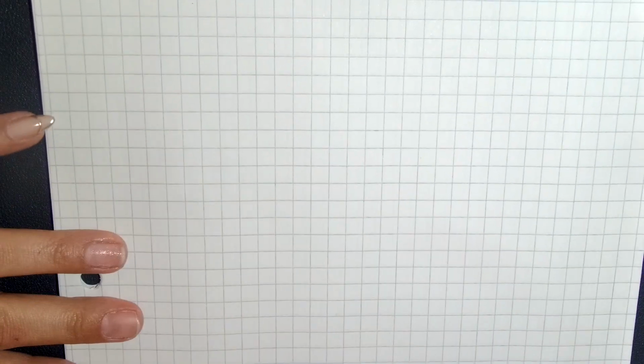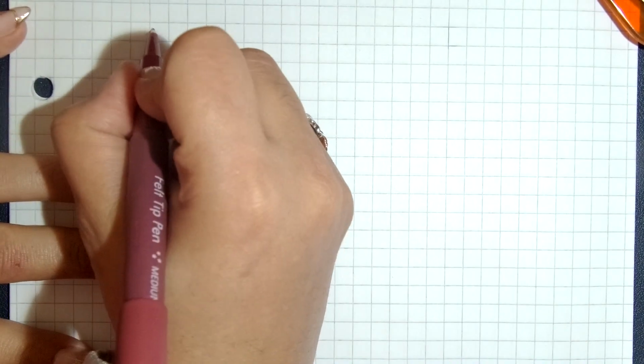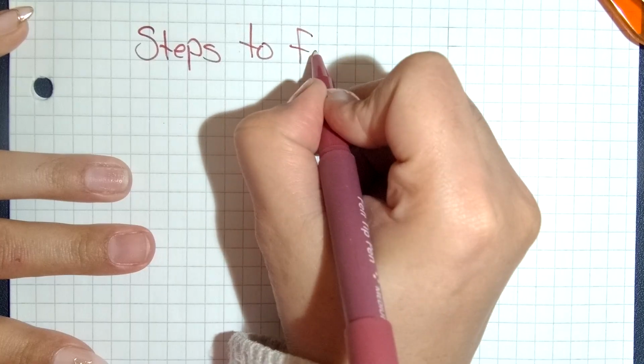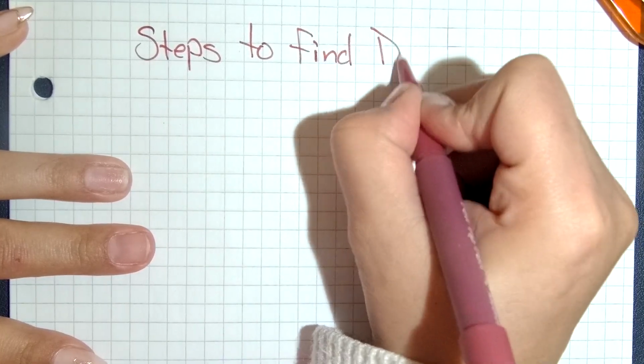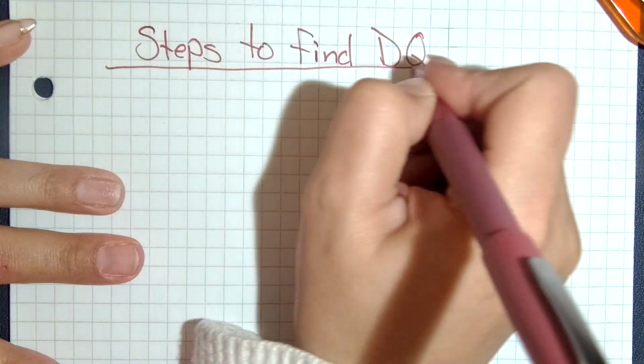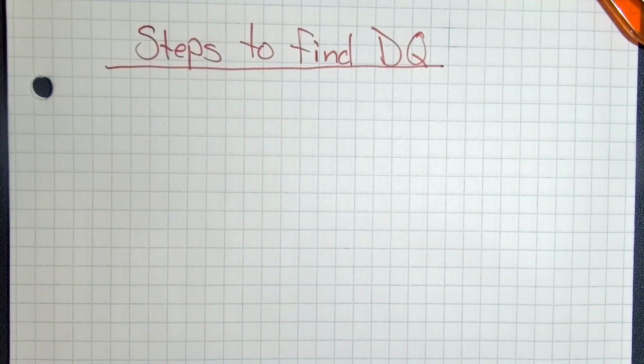So before we get into the example, I want to give you steps. I'm going to try to give you as much detailed steps as possible, so when we get to the examples, you can follow the steps. Okay? All right, so steps to find the difference quotient. I'm abbreviating. DQ, difference quotient, not the ice cream shop.